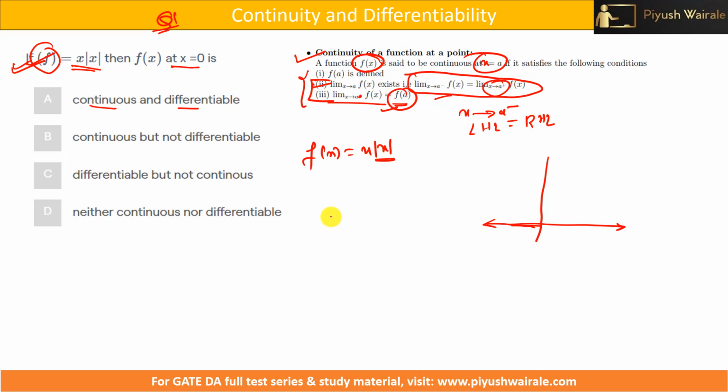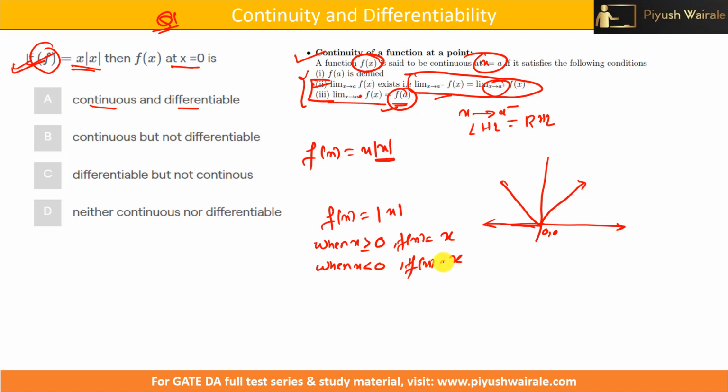If I plot the graph of f of x equals mod of x, it will be like this. It will meet at the origin, 0 comma 0. So what can we say from this graph? When x is greater than or equal to 0, my f of x equals x. And when x is less than 0, then f of x is minus x. So please remember these two important points.